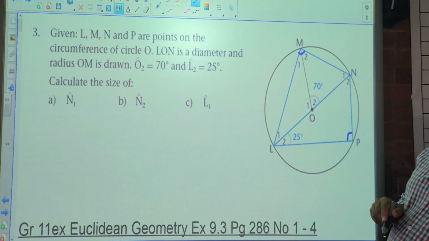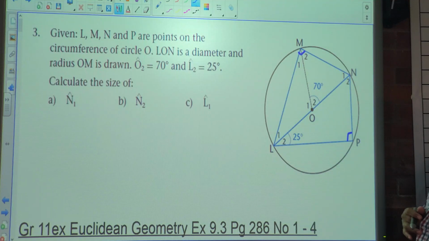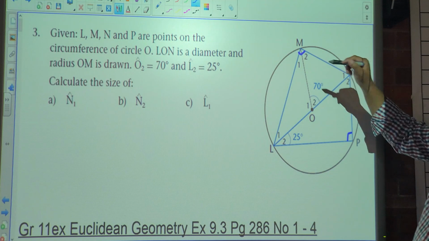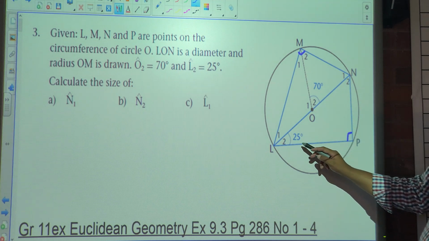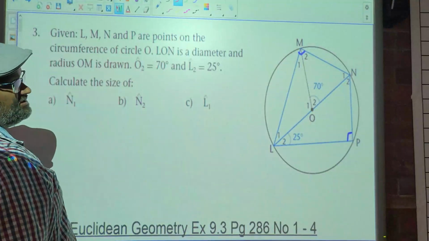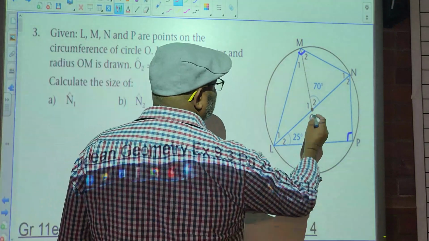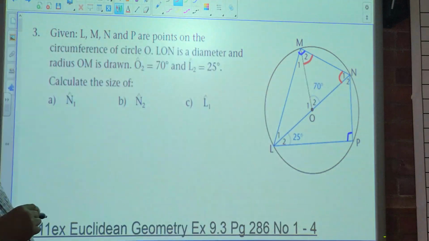Then we are told that the radius OM is drawn. O2 is 70 degrees, L2 is 25 degrees. Calculate the size of N1. So N1. N1 is the same as M2.